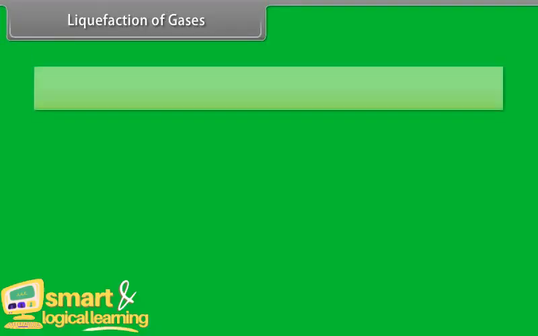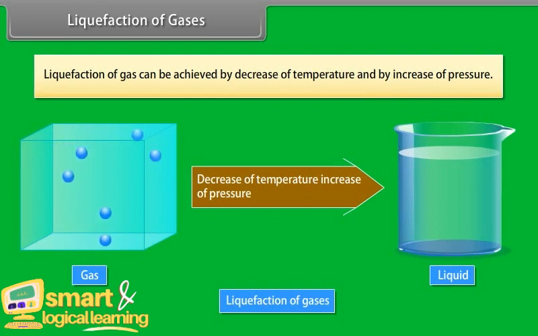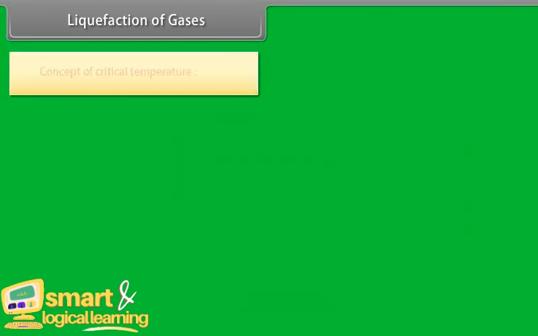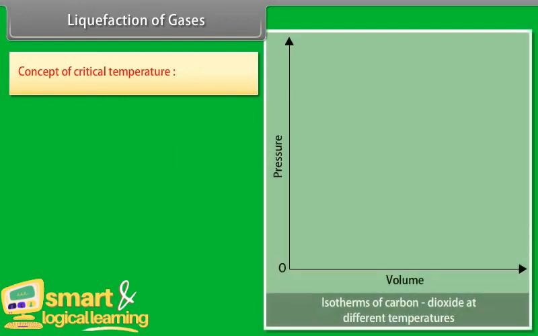Liquefaction of gases. Liquefaction of gas can be achieved by decrease of temperature and by increase of pressure. Concept of critical temperature. At a low temperature of 13.1 degrees Celsius, CO2 exists as gas at low pressure, as shown by point A. As the pressure is increased, the volume of gas decreases along the curve AB. At point B, liquefaction starts. Hence, volume decreases rapidly along the line BC. At point C, the liquefaction is complete.